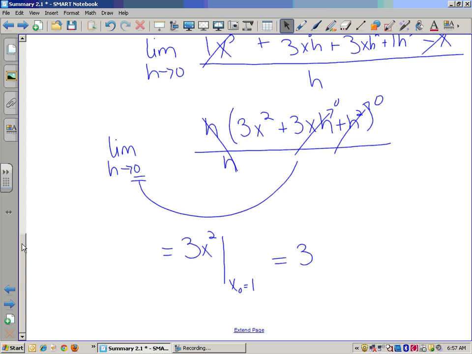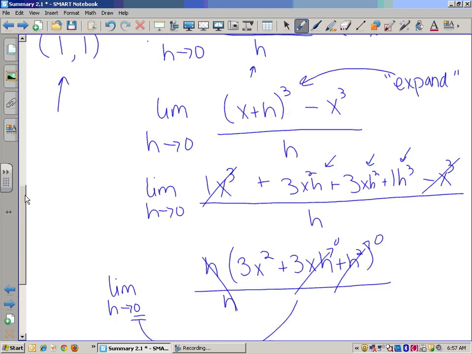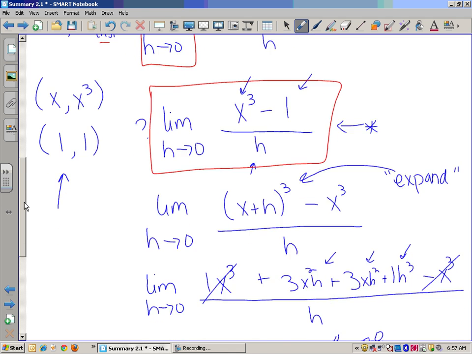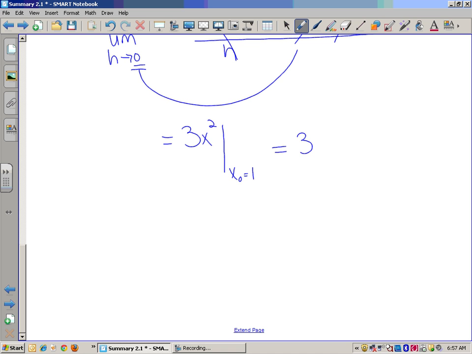Okay, now I started this up here, and I want to show you, even though your book has a different equation for r instantaneous, that it doesn't matter. It told me to look at the instantaneous rate of change as x was approaching 1. That would be your x naught. And the original function was x cubed minus 1 over x minus 1. So that's what we have. And now you say, well, that doesn't help me, Miss Collins.